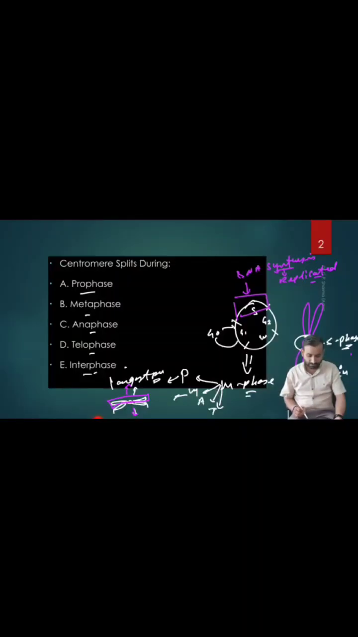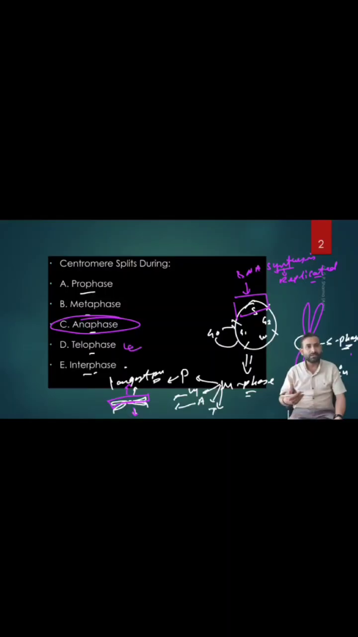That means the arrangement occurs during the metaphase, but when it reaches the A phase, what is it? Anaphase. During the metaphase, the chromosomes remain arranged in the equatorial plane. When they enter the anaphase, they begin to move to opposite sides. That means this centromere, which was already replicated, separates during which phase? Anaphase stage.